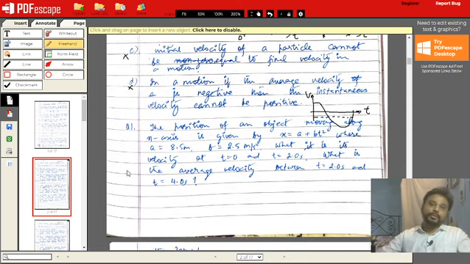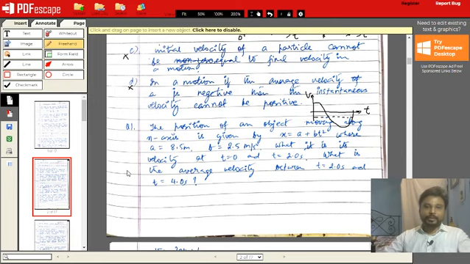Let's jump to the unsolved questions. The position of an object moving along the x-axis is given by x equals a plus bt squared, where a is equal to 8.5 meters, b is equal to 2.5 meters per second squared. What is its velocity at t equal to 0 and t equal to 2 seconds? And what is the average velocity between 2 seconds and 4 seconds?